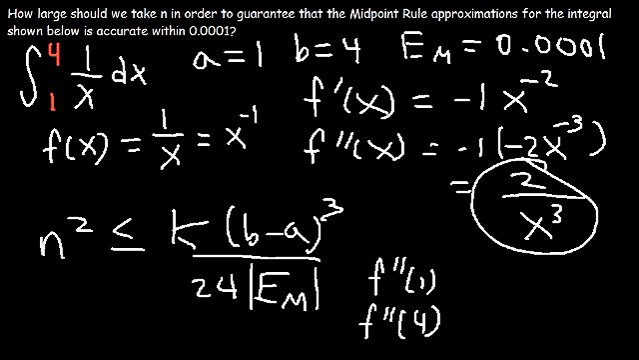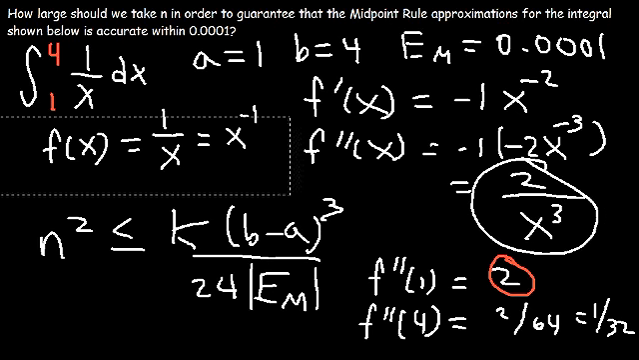Since this function is always decreasing, the right answer is going to be at the endpoint, either at 1 or 4. If we plug in 1, 2 over 1 cubed is 2. If we plug in 4, 2 over 4 cubed, that's 2 over 64, which is 1 over 32. So the maximum value in this interval is 2. So k is equal to 2.